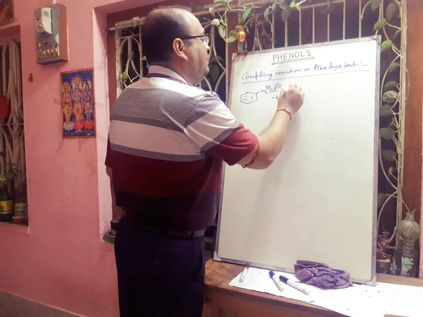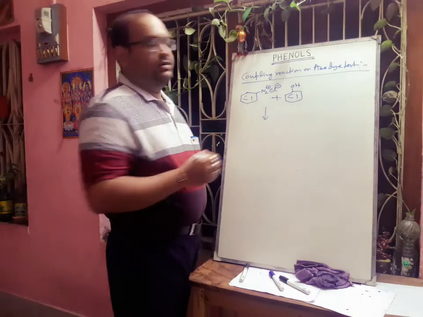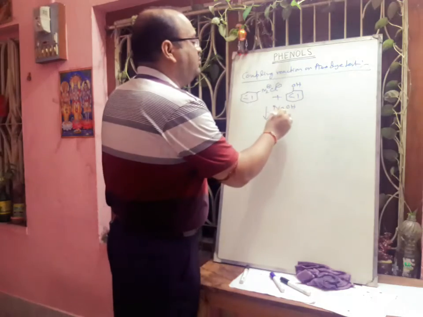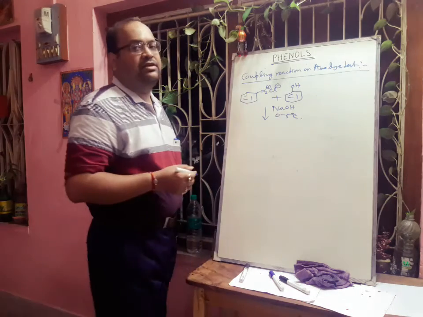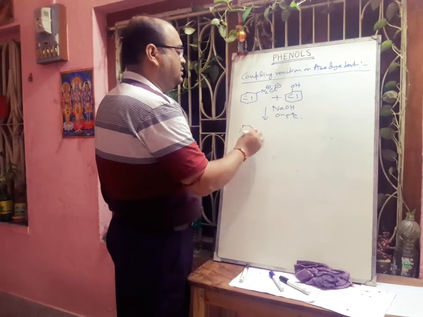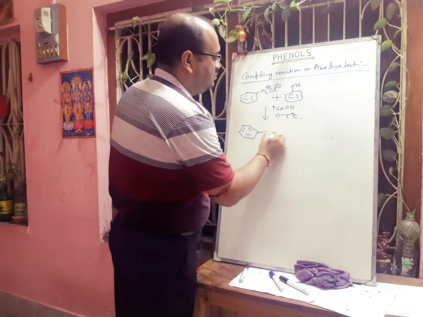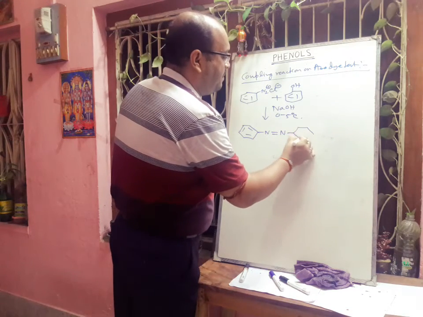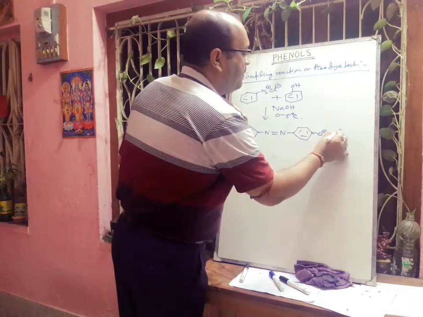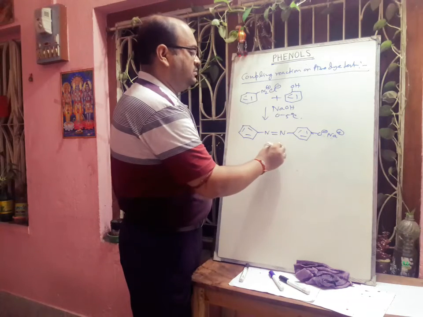If we add phenol, then what will happen? There will be coupling reaction, and here we have to use sodium hydroxide. Okay, that means in alkaline condition, and temperature we have to maintain 0 to 5 degrees centigrade because this benzene diazonium chloride is not so much stable. So then there will be coupling reaction and we will get one orange dye. And we will get the color of the dye is orange.